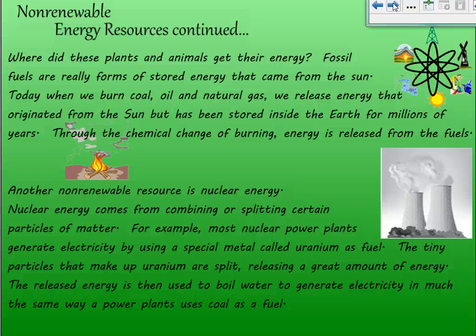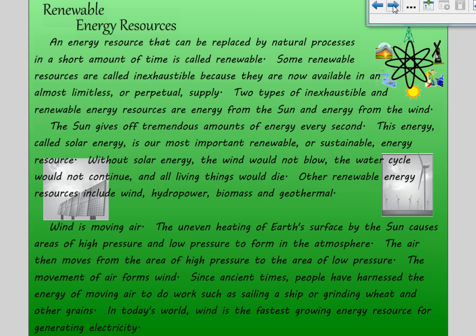Another non-renewable resource is nuclear energy. Nuclear energy comes from combining or splitting certain particles of matter. For example, most nuclear power plants generate electricity by using a special metal called uranium as fuel. The tiny particles that make up uranium are split, releasing a great amount of energy. The released energy is then used to boil water to generate electricity in much the same way as power plants use coal as a fuel. Make sure you are filling out the graphic organizer on your WISC.